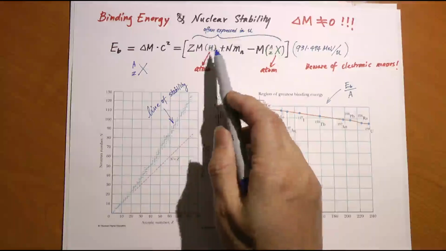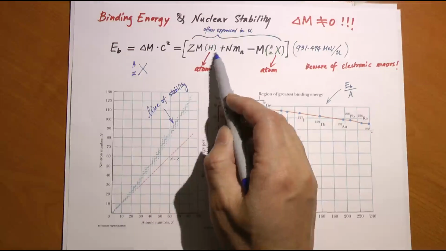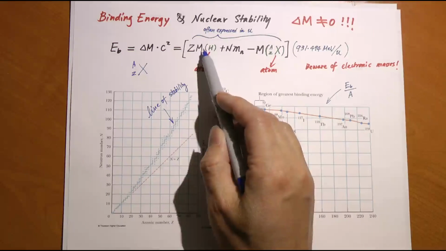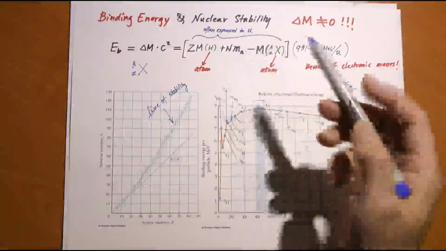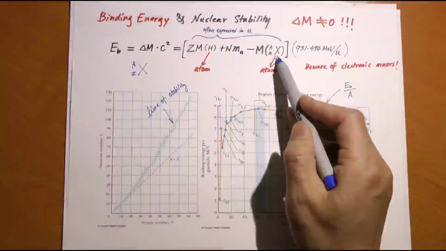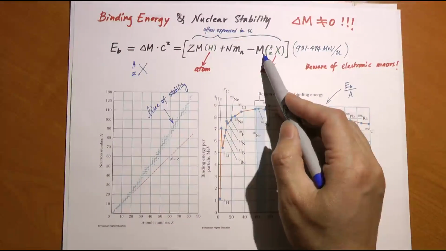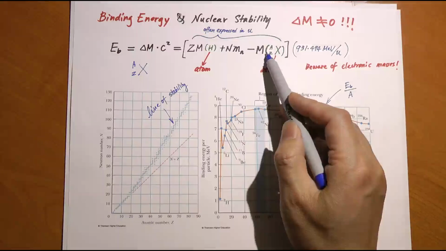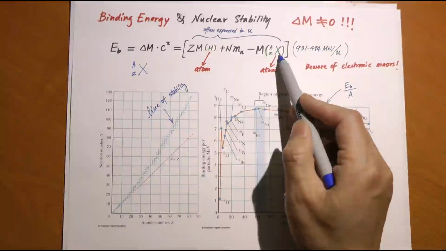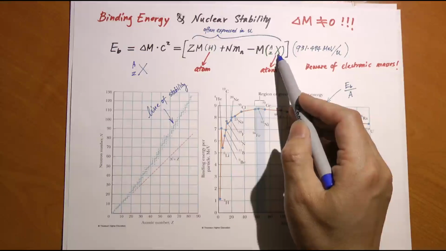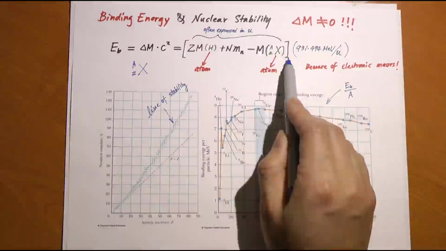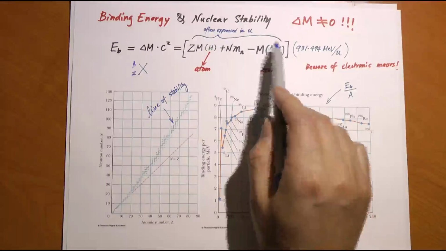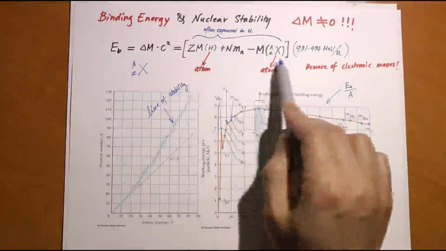So if you replace this with the mass of the hydrogen atom instead of the mass of the proton, you will have an extra Z number of electrons. But that can be cancelled from here if you replace this M with the mass of the neutral atom instead of the nucleus. You will also have an extra Z number of electrons. So you see how they cancel out? So that works. Okay, so that will give you the mass increase.